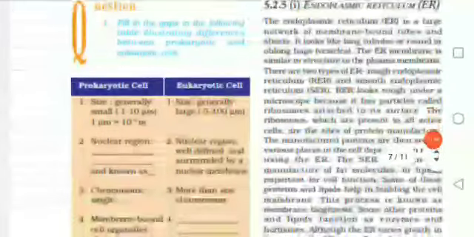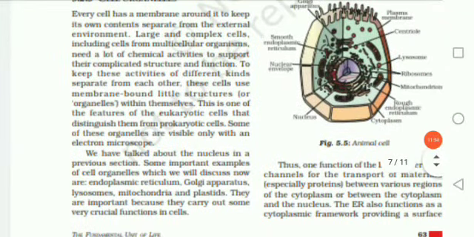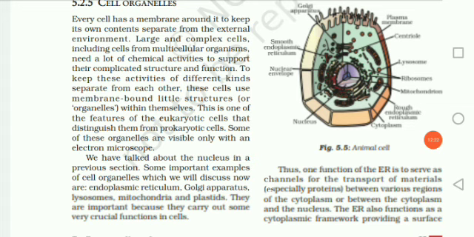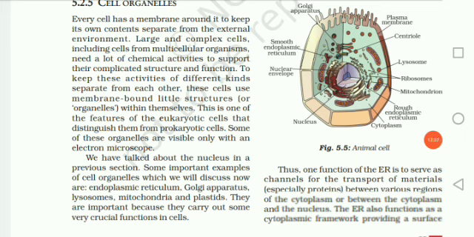Okay, then we have the cell organelles. We are talking about the different cell organelles that we have. Every cell has a membrane around it to keep its own content separate from the external environment. Large and complex cells, including cells from multicellular organisms, need a lot of chemical activities to support their complicated structure and function. To keep these activities of different kinds separate from each other, the cells use membrane-bound little structures within themselves. This is one of the features of the eukaryotic cell that distinguishes it from the prokaryotic cell, because prokaryotic cells do not have membrane-bound organelles. So what are the different organelles we have? Endoplasmic reticulum, Golgi apparatus, lysosomes, mitochondria and plastids.